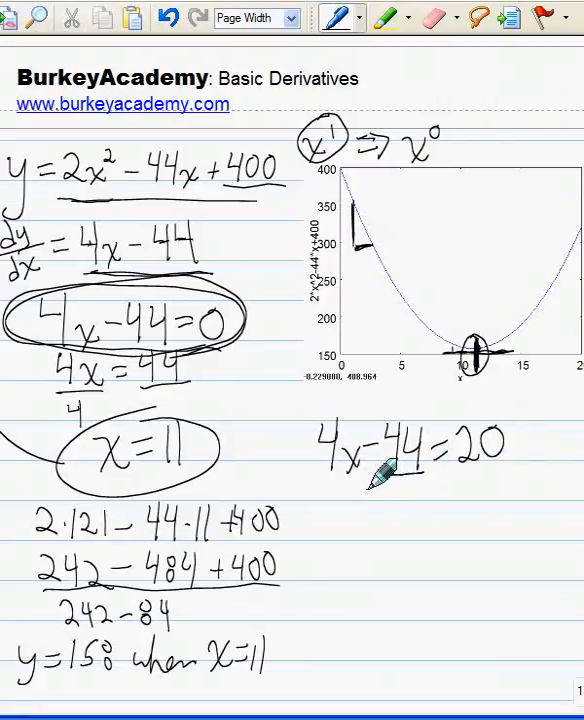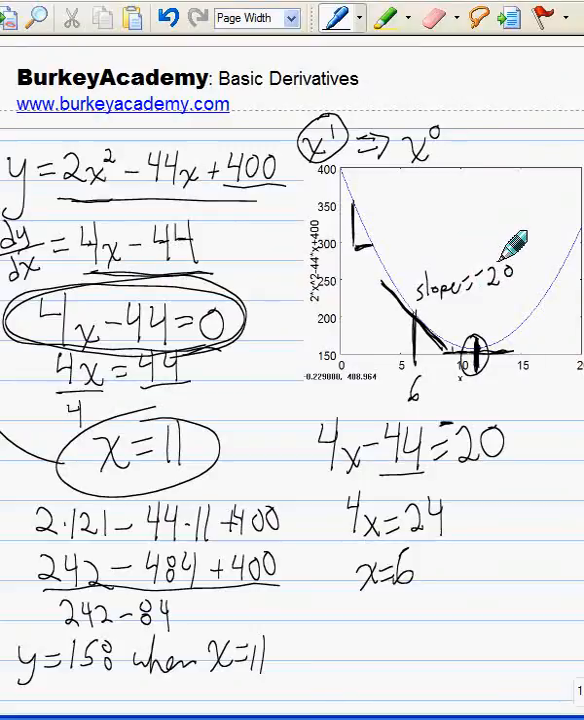Let's add, oh, sorry, I actually said minus 20, didn't I? Okay, so 4x minus 44 equals minus 20. Then add 44 to both sides. We get 4x equals 24, and x is going to be equal to 6 right there. X equals 6. So that tells us that right here, where x equals 6, that slope of that parabola is minus 20.